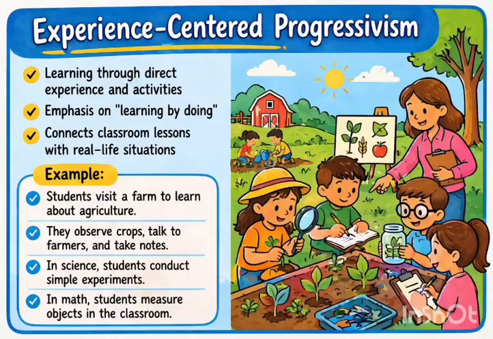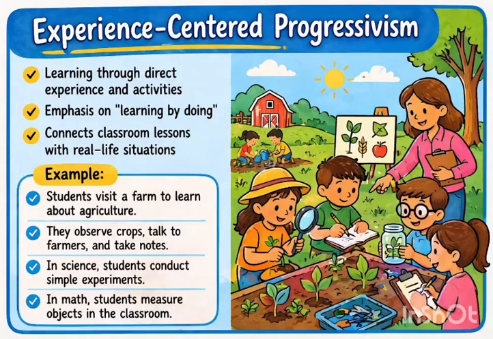Then, experience-centered progressivism. Here, learning takes place through experience and interaction with the environment. It emphasizes learning by doing. The learners connect classroom lessons with real life situations. Example, students visit a farm to learn about agriculture. They observe crops, talk to farmers, observe different developmental stages of crops, and the differences and similarities between the crops. In science, they do experiments rather than memorizing definitions and facts.